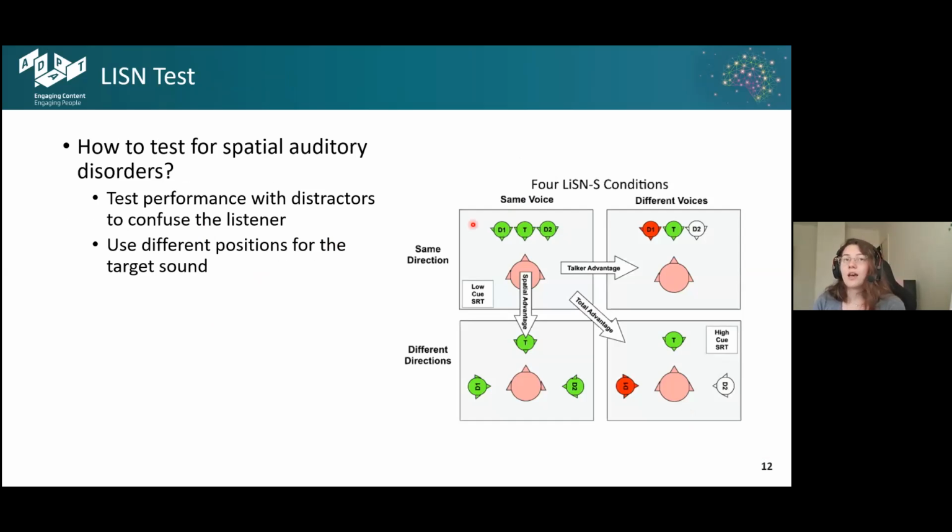So in this task, you have different distractors to confuse the listener, and you have also different positions for those distractors. Let's say here I have one distractor, and in this situation it would be like three of me were talking at the same time, and you just want to pay attention to one of me, because we're all at the same position. And here it's the same situation, but like three of me in three different positions, and for this one three different people talking at the same position.